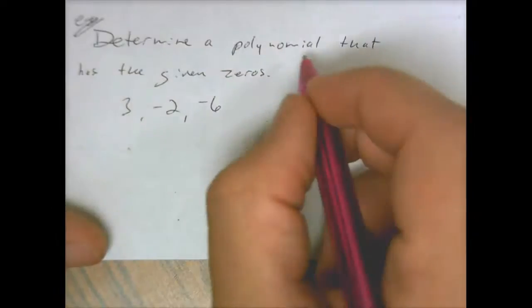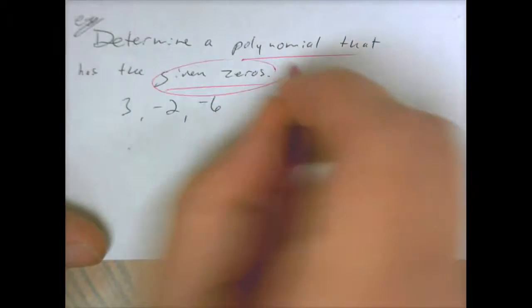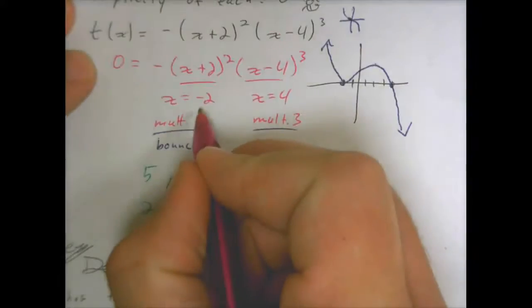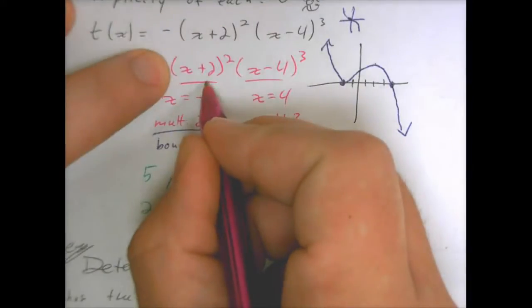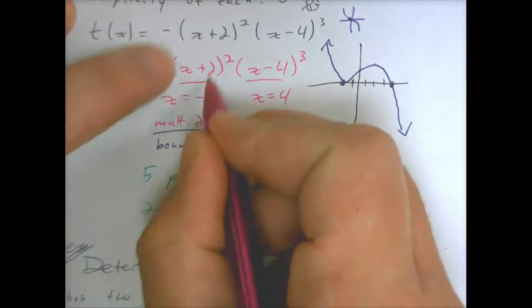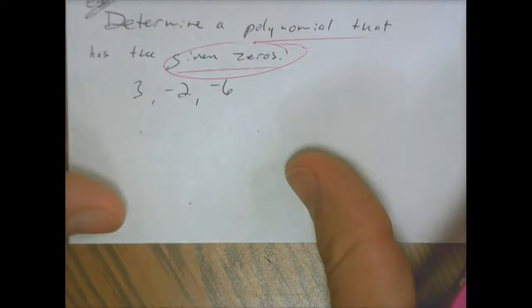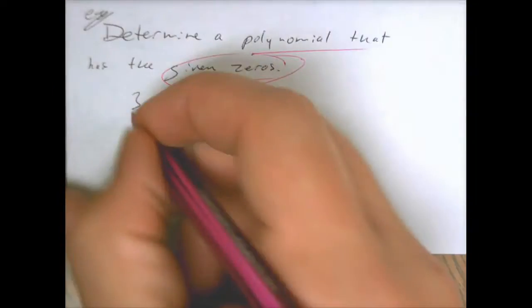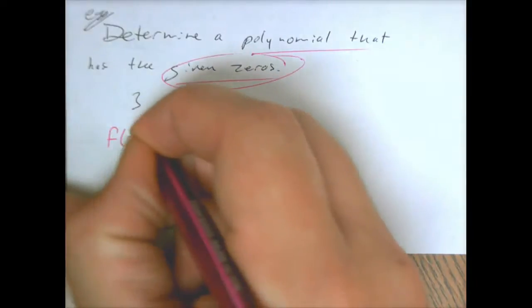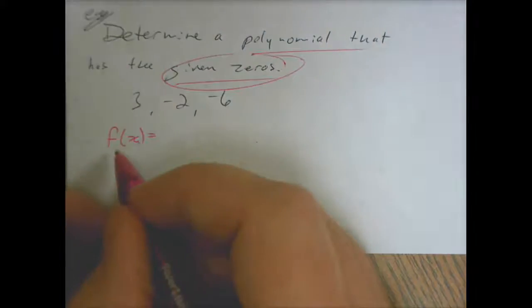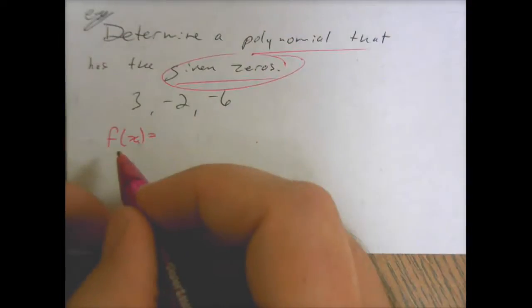So polynomial that has the given zeros. So I'm told that these are my zeros. Just like in the last one, when I pulled out my zeros, x equals negative 2, it went from the factor x plus 2. So see how that's kind of how they link together. Negative 2 plus 2, 4, negative 4. So if it tells me that my zero is 3, then I have a polynomial function. Make sure you write f of x or g of x or whatever of x.